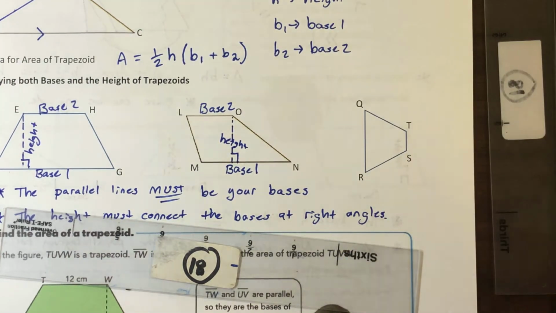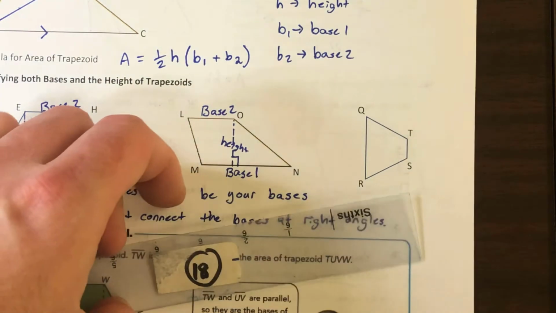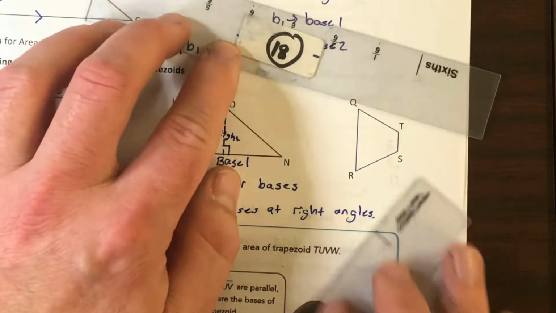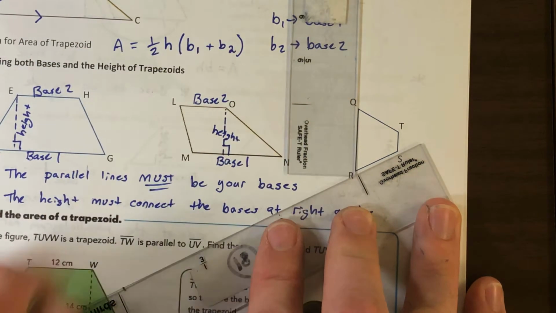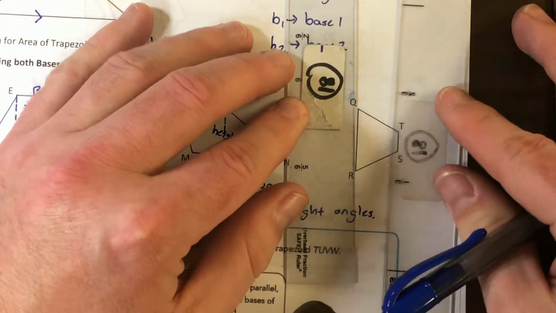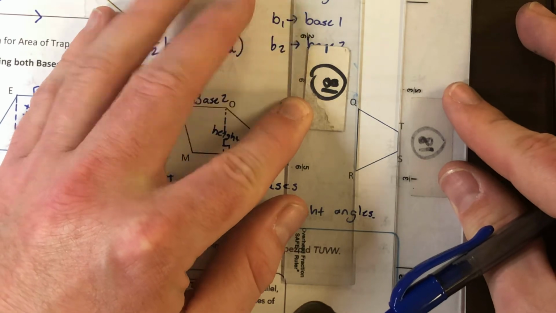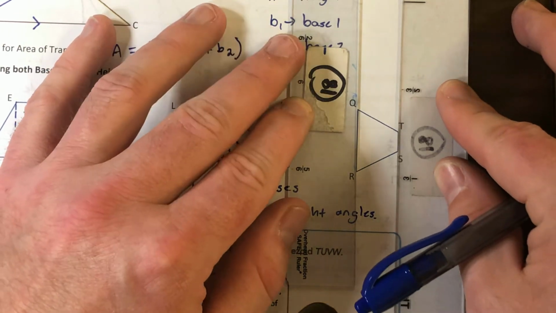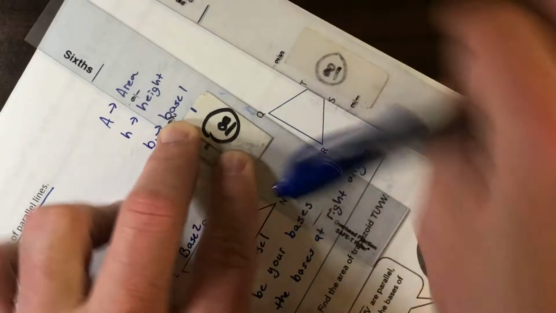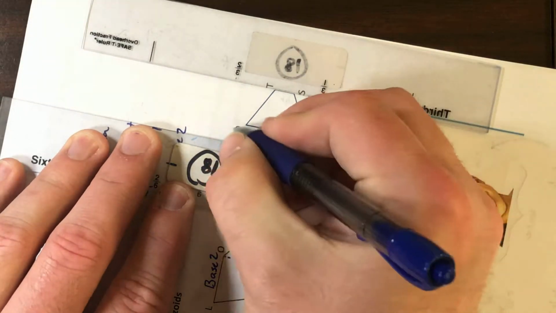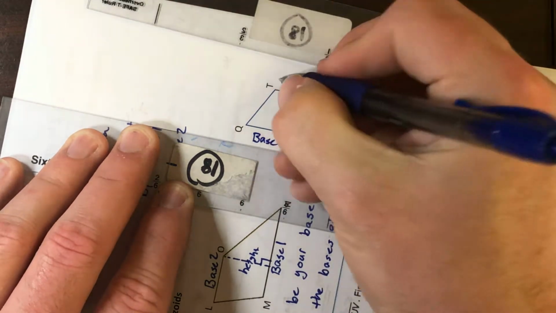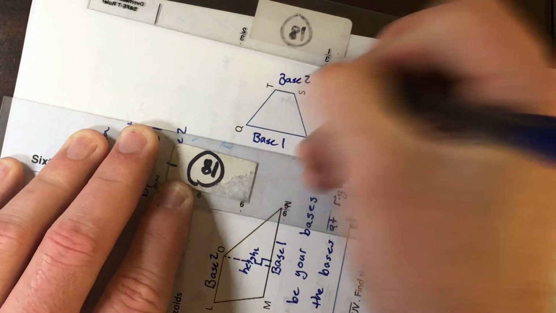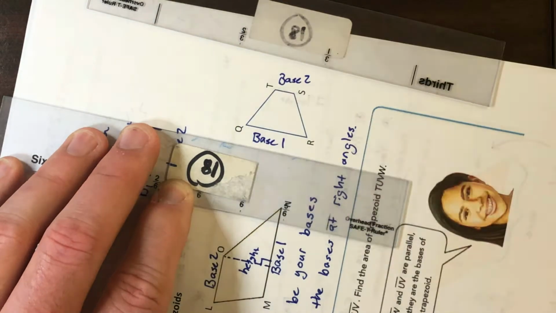All right, last example for identifying bases and heights of trapezoids. Which lines are parallel? Because those have to be my bases. Are those parallel? No. Those parallel? Definitely not. That looks ridiculous. Are those parallel? Yes. So those are my parallel lines. Those are my bases. So I'm going to let line QR be base 1 and line TS be base 2. It doesn't matter which one's base 1 or 2.